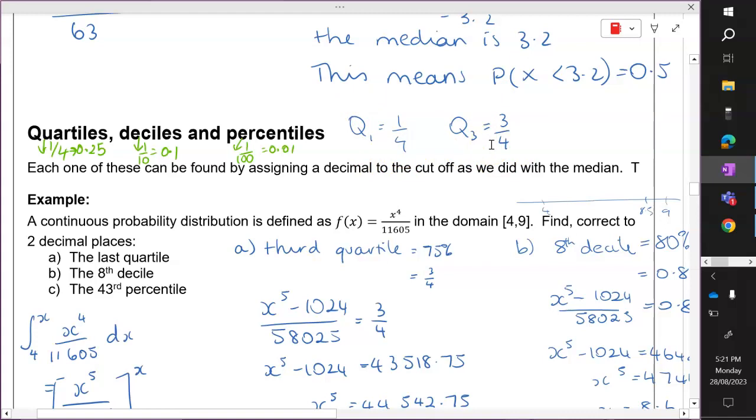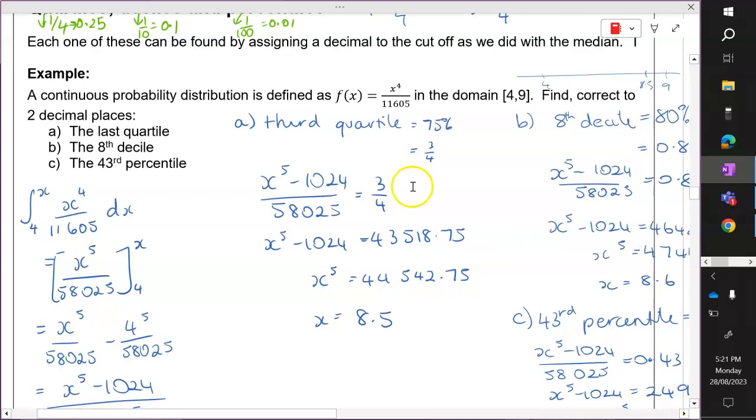Now we might need to draw some diagrams for each of those. So it says each of these can be found by assigning a decimal to the cutoff, as we did with the median. Okay, so let's find for the first one. A continuous probability distribution is defined as the function x to the power of 4 on 11,605 in the domain 4 to 9. Find, correct to 2 decimal places, the last quartile.